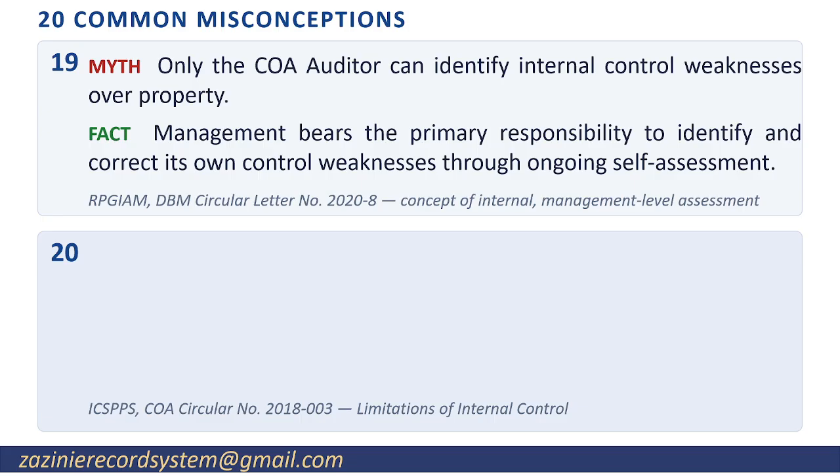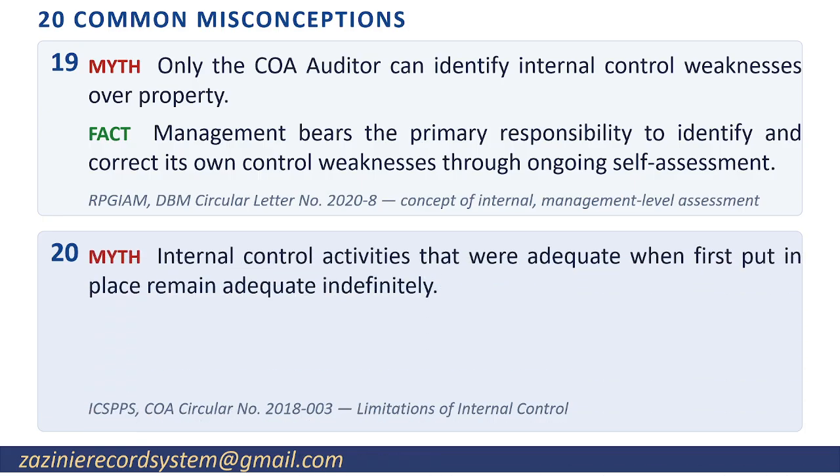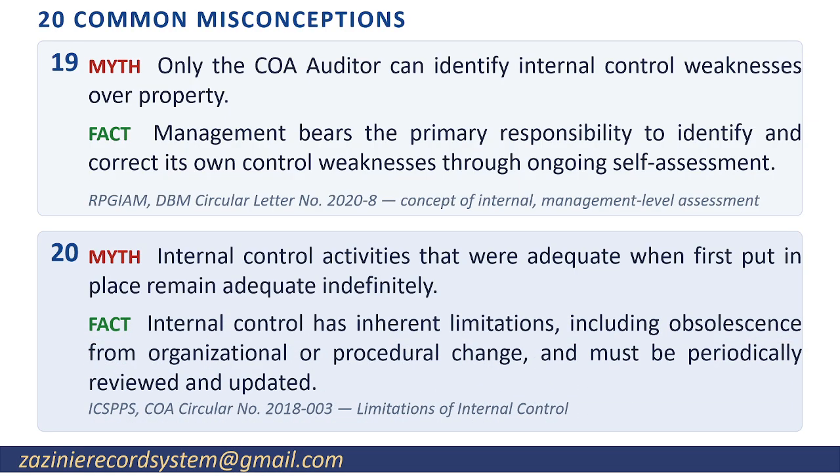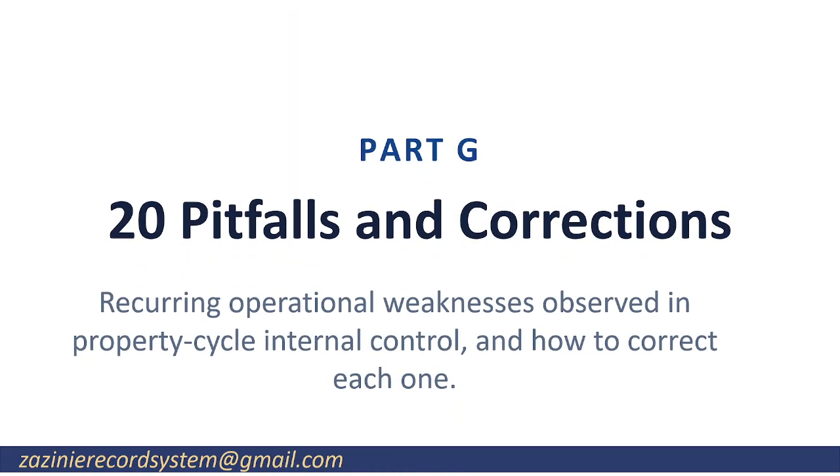Number 20. Myth: Internal control activities that were adequate when first put in place remain adequate indefinitely. Fact: Internal control has inherent limitations, including obsolescence from organizational or procedural change, and must be periodically reviewed and updated. Next slide. Part G. 20 pitfalls and corrections.